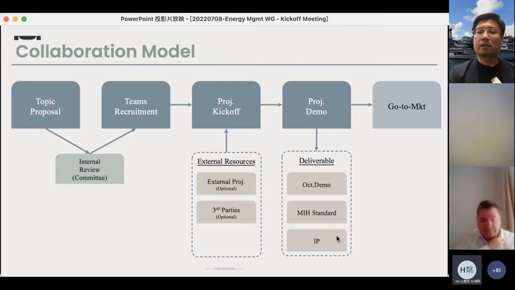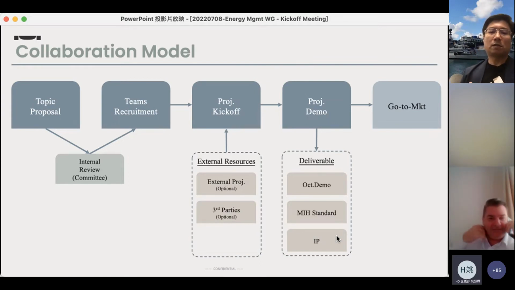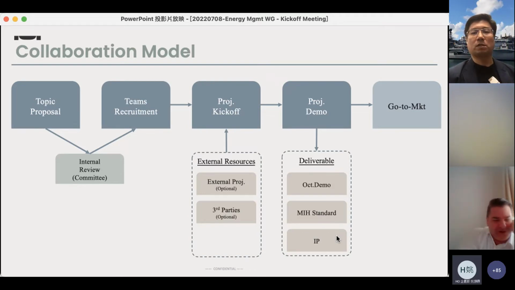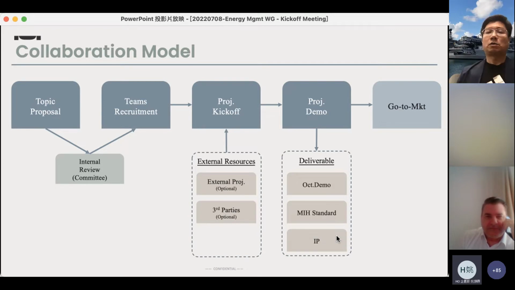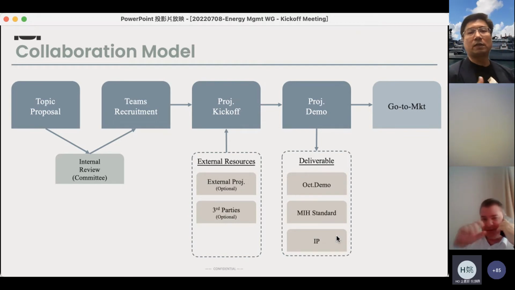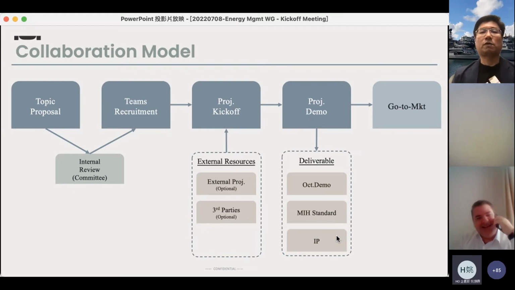And then of course the last thing is that we will push this project to go to market, since we have multiple participants from OEM tier 1. We will push that this could be adopted in some vehicles as a product. So that's what we are trying to do: help the partners to monetize the solution, the efforts they built in the working group, and go to market for each component, each part for each partner. So this is the collaboration model.